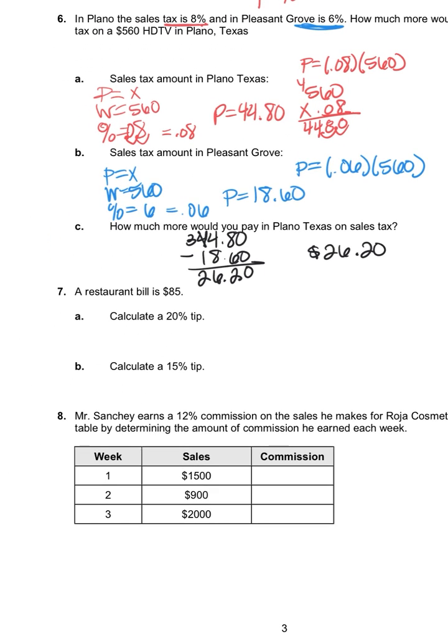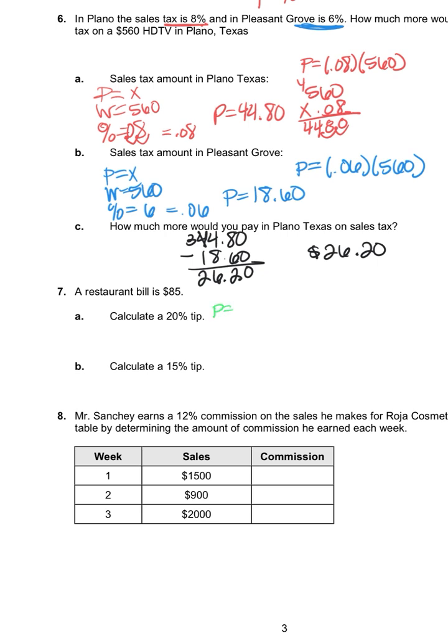All right, a restaurant bill is $85. I need to calculate the tip of 20% or 15%. I'm going to go ahead and change colors here. Let's see if green looks pretty nice. All right, so we're going to find the restaurant bill on 20% tip.